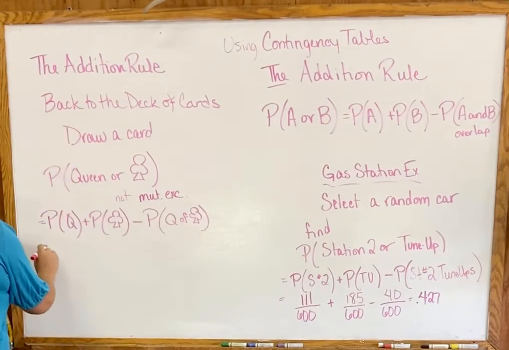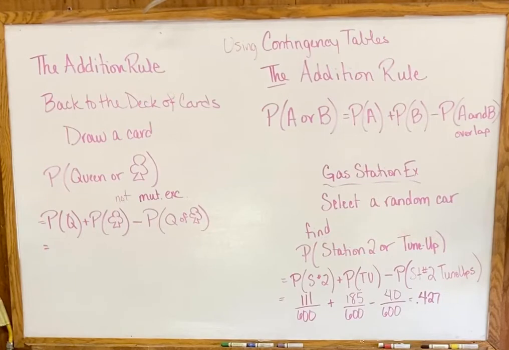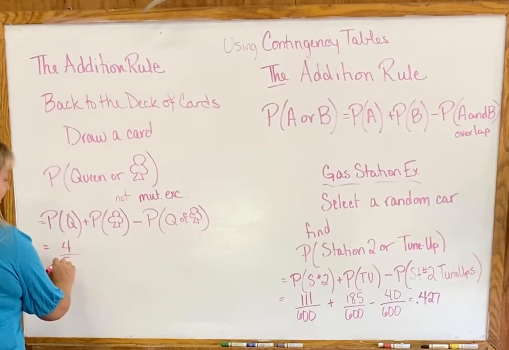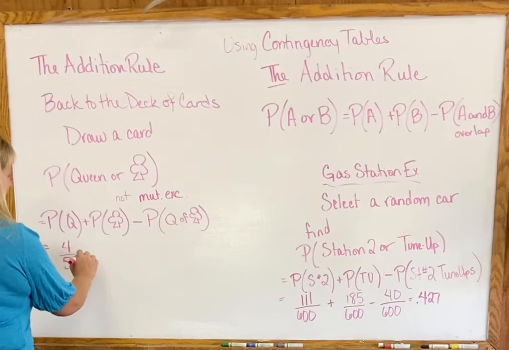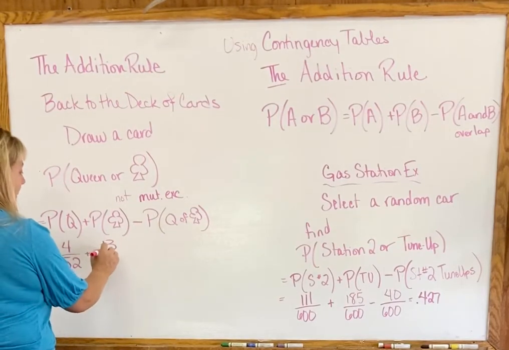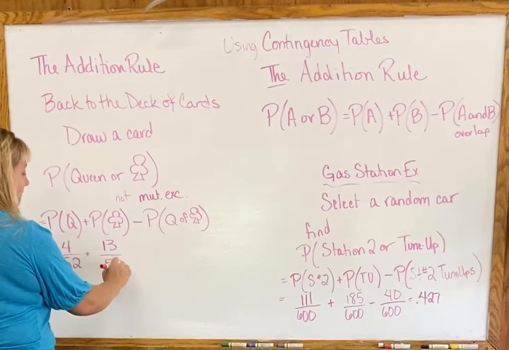Okay, so thinking about the deck, how many queens are there in the deck? Altogether there are 4. So 4 out of the total, remember we're back to the deck, so this is 52. How many clubs are there? In total, how many clubs are there? There are 13 out of the total 52.